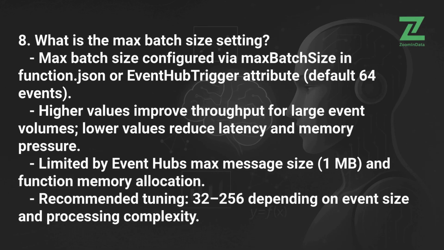8. What is the max batch size setting? Max batch size is configured via maxBatchSize in host.json or the Event Hub trigger attribute, default 64 events. Higher values improve throughput for large event volumes. Lower values reduce latency and memory pressure. It is limited by the Event Hubs max message size, 1 MB, and function memory allocation. Recommended tuning: 32 to 256, depending on event size and processing complexity.